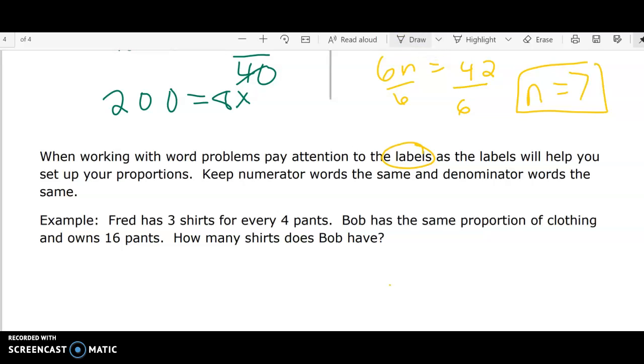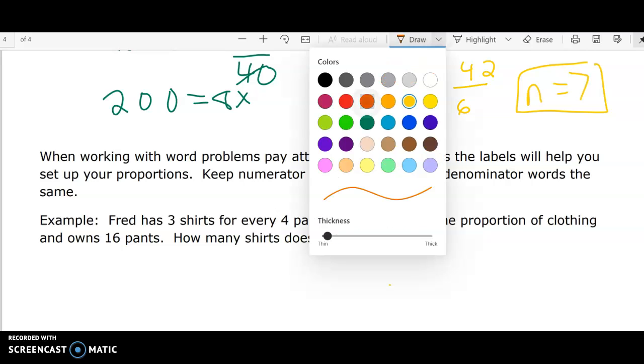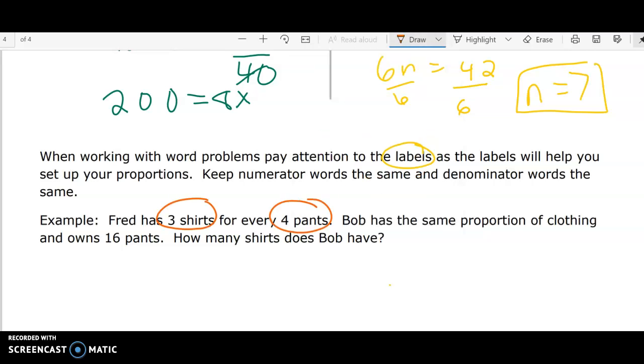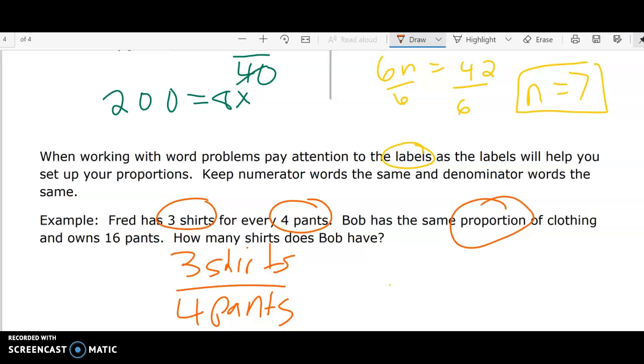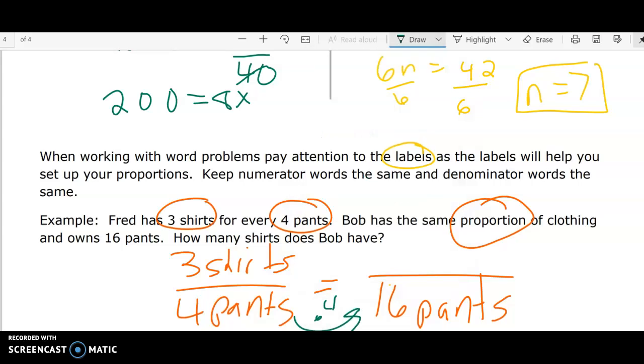Example, Fred has 3 shirts for every 4 pants. I'm going to write 3 shirts to 4 pants. Bob has the same proportion, so it's telling you that they want you to set up a proportion, and he owns 16 pants, and I'm going to put it in the denominator. And I'm going to think in my head, 4 went to 16 by multiplying by 4. So I must go here by multiplying by 4. So Bob has 12 shirts.